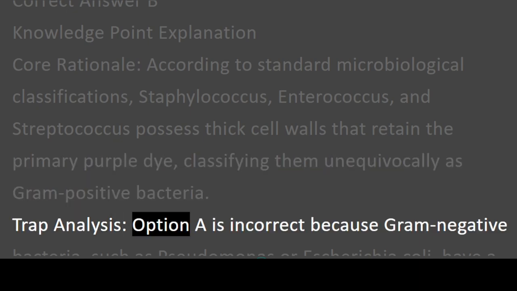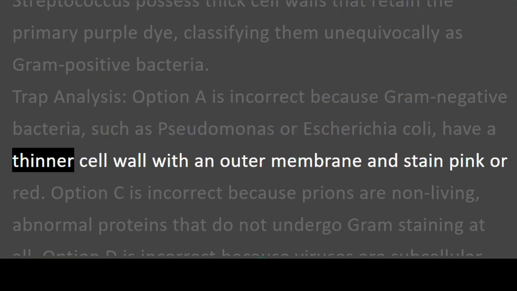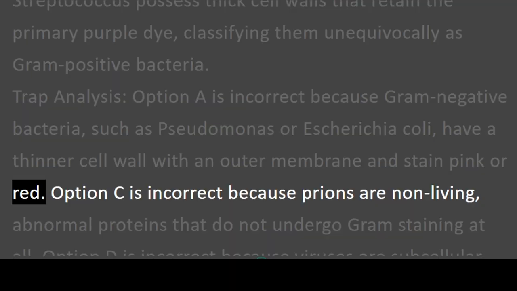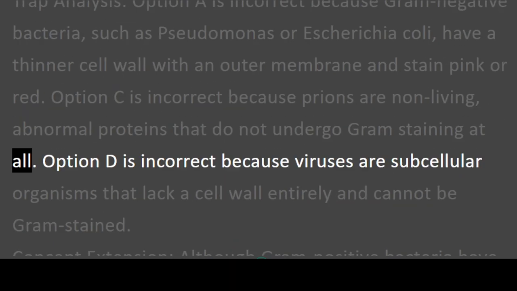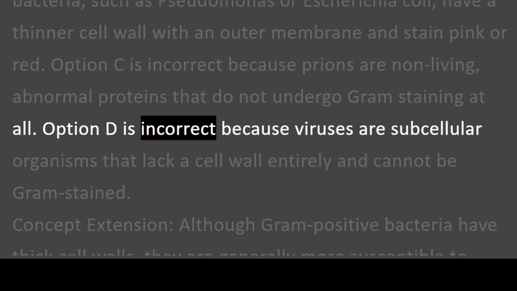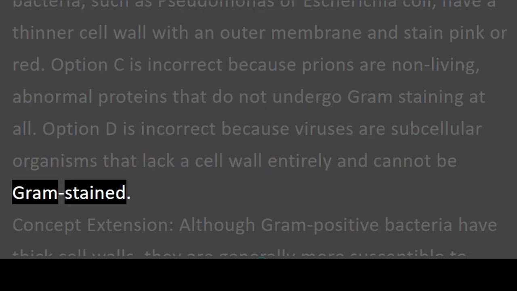Trap analysis. Option A is incorrect because gram-negative bacteria, such as Pseudomonas or Escherichia coli, have a thinner cell wall with an outer membrane and stain pink or red. Option C is incorrect because prions are non-living, abnormal proteins that do not undergo gram staining at all. Option D is incorrect because viruses are subcellular organisms that lack a cell wall entirely and cannot be gram-stained.